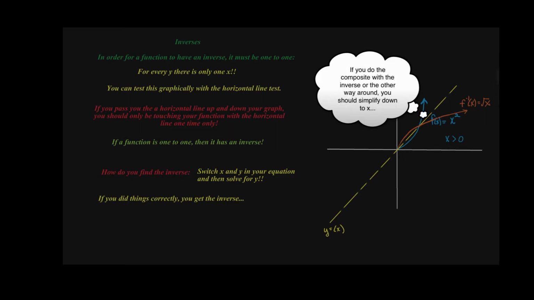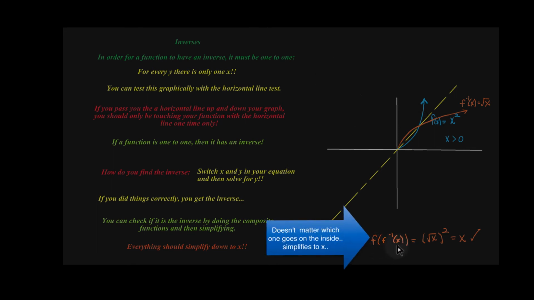Now, how can I prove that it's an inverse? Well, if I do the composite, either way, plug this into there or this into there, everything should simplify down to x when you simplify. Just to prove that that is indeed the case, let's see it in action with this basic one. When we do the composite function here, f of f inverse or f inverse of f, you get x. All right?